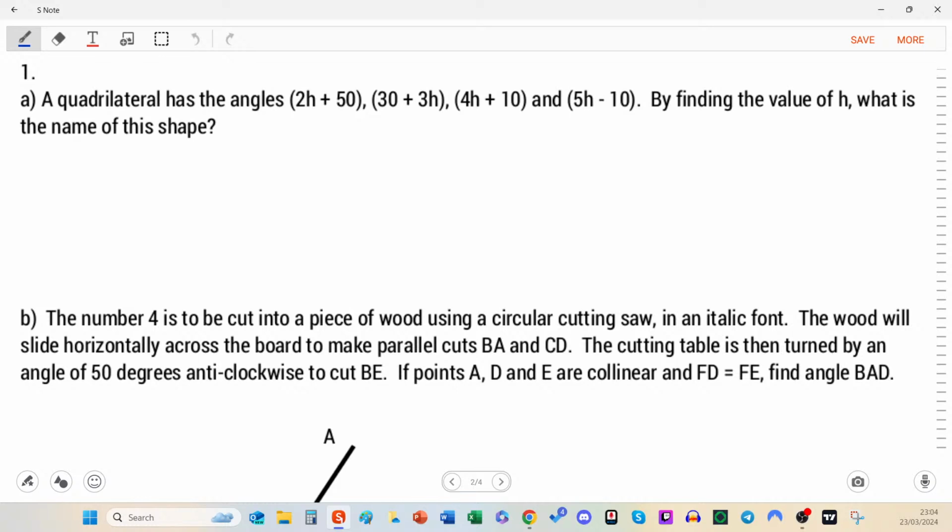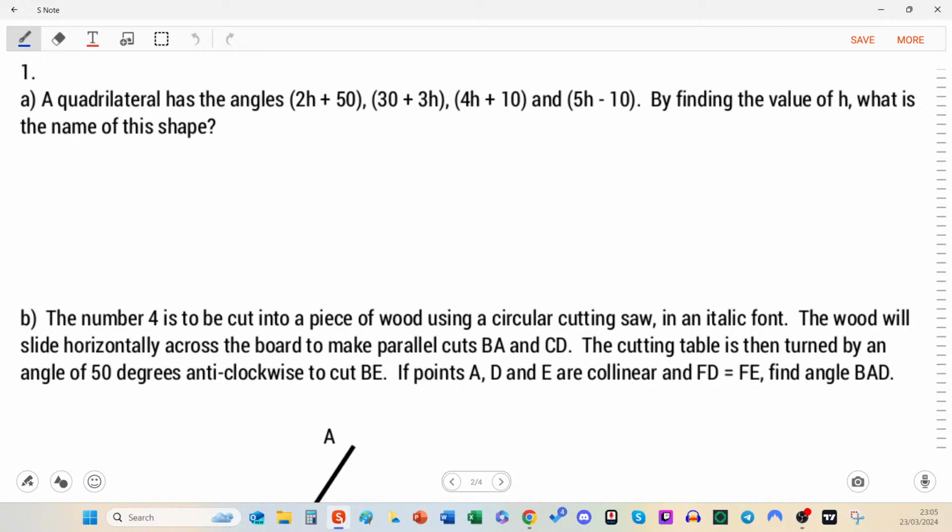So a quadrilateral, a four-sided shape, has the angles 2h plus 50, 30 plus 3h, 4h plus 10, and 5h subtract 10. Find the value of h and what's the name of this shape.